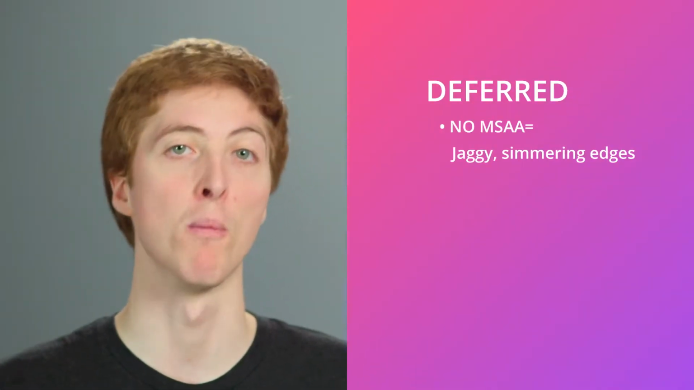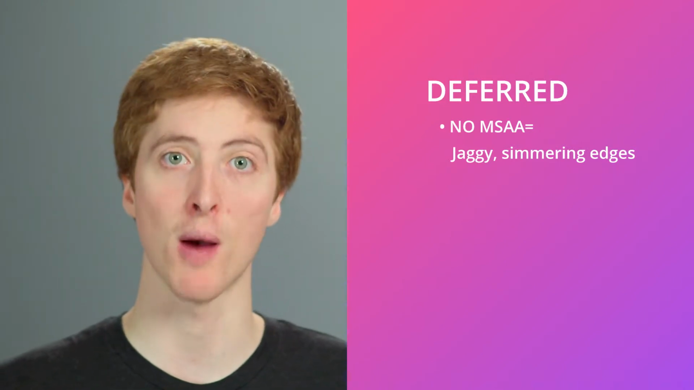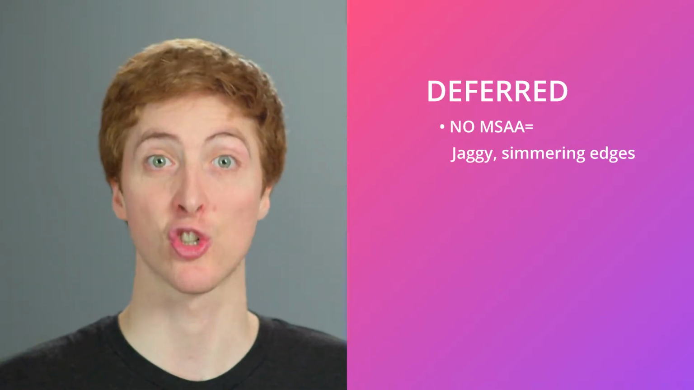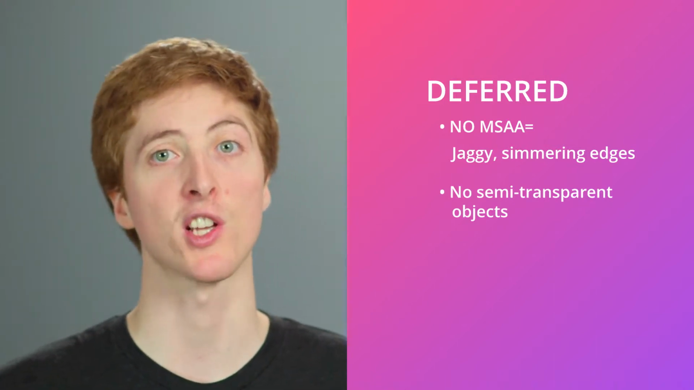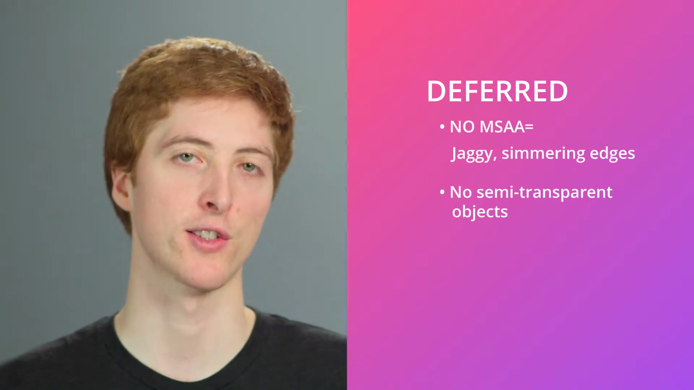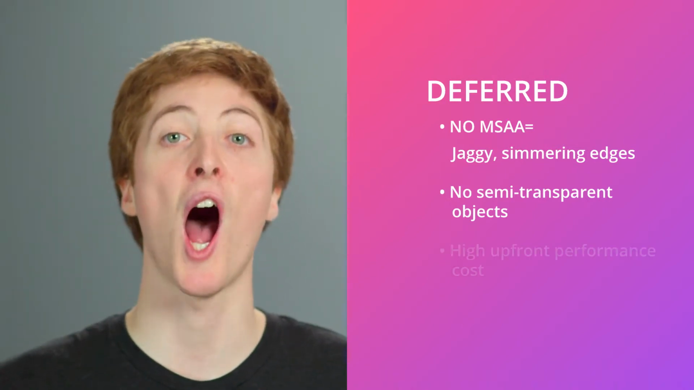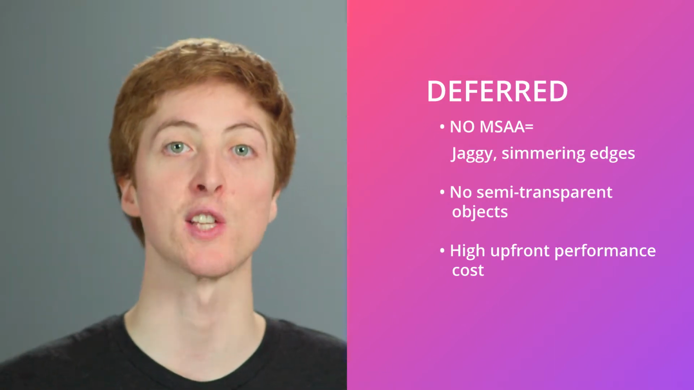First, it doesn't support multi-sample anti-aliasing, also known as MSAA, a technique used to reduce shimmering artifacts, aliasing, at the edges of geometry. MSAA is extremely important for VR and will be talked about in more detail later. Deferred also can't render semi-transparent objects, meaning any such objects in your scene will automatically use forward rendering, but only for those objects. Lastly, it has a high upfront performance cost, making forward rendering more efficient for scenes without complex lighting.